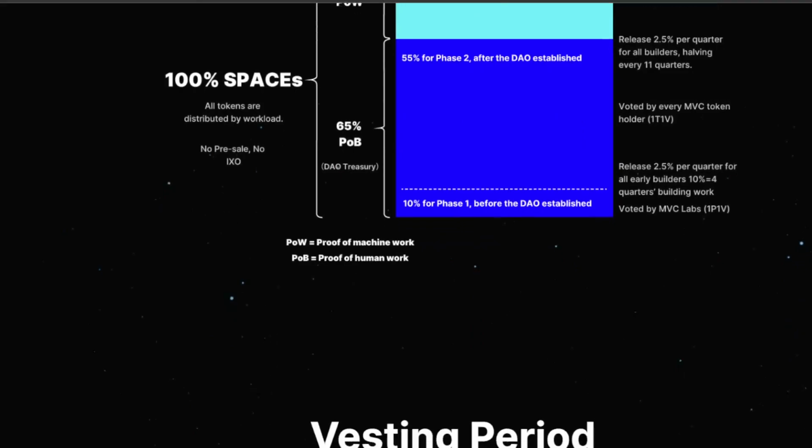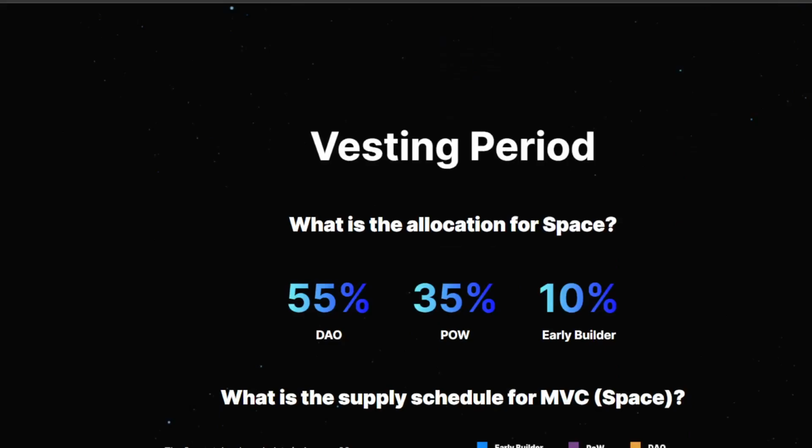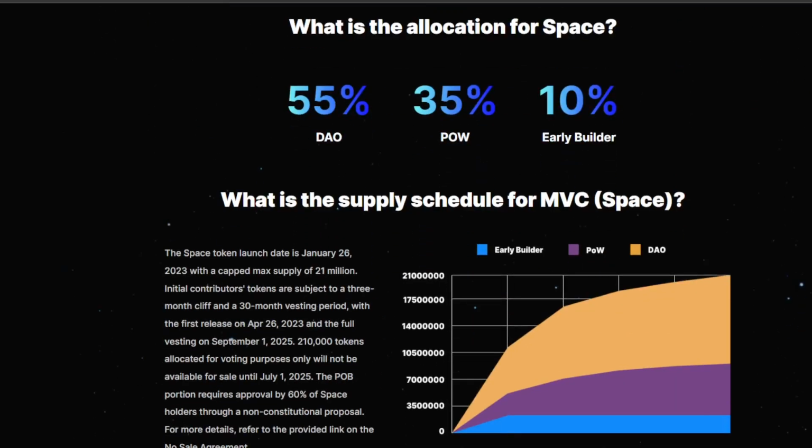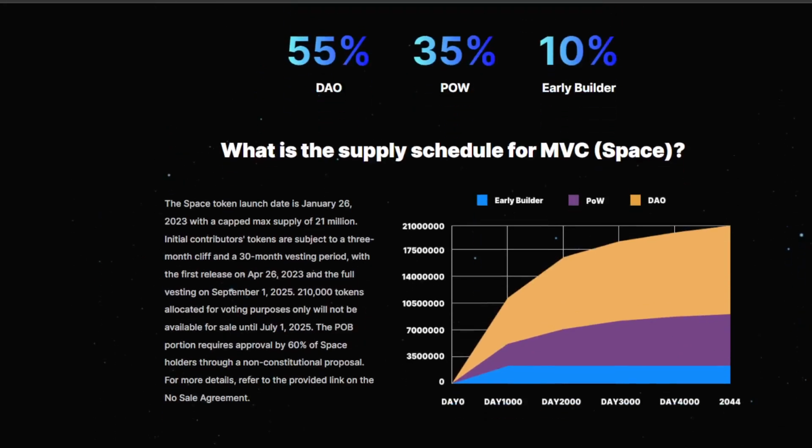But again, I don't know, holding all those tokens in one wallet, speculative for me. What is the allocation for Space? Early builders. If you notice, the early builders, people that got in on day zero, are still holding some of those tokens. They're vested as well. They're not going to be selling until, I think, September 2025, something like that, which is good. But the rest of them, you see the purple zone.